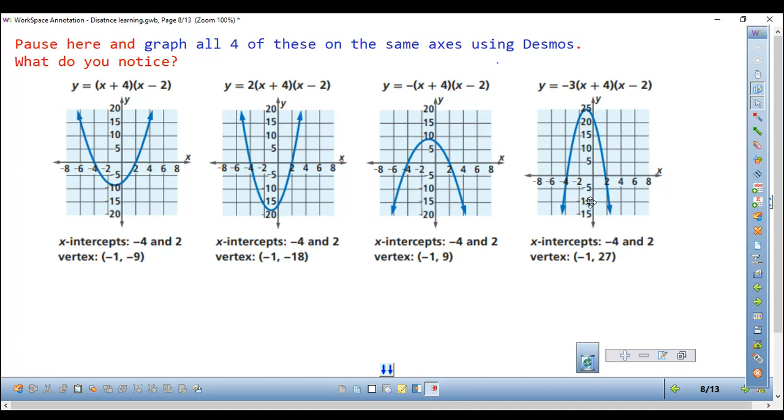So these are the sorts of questions we're going to ask ourselves. How do these things change the graph? So the main points of this week's work are understanding that factored form tells us where the x-intercepts are. We should be able to relate factored form to the standard form of a quadratic equation. And we should be beginning to see how these changes in the equation impact what the quadratic function looks like.